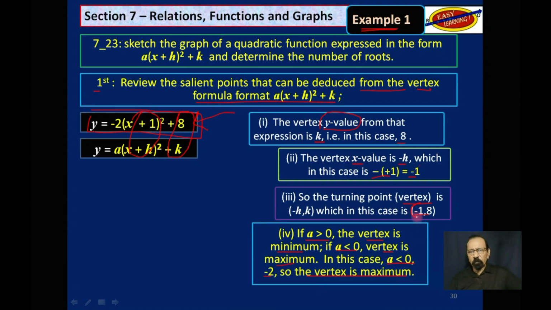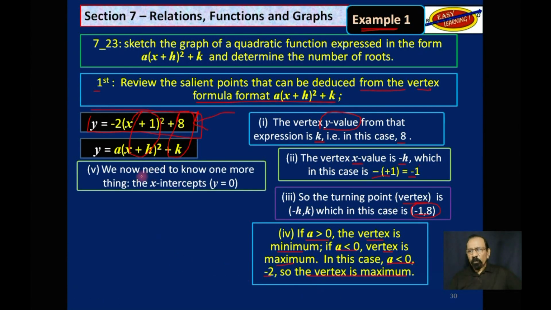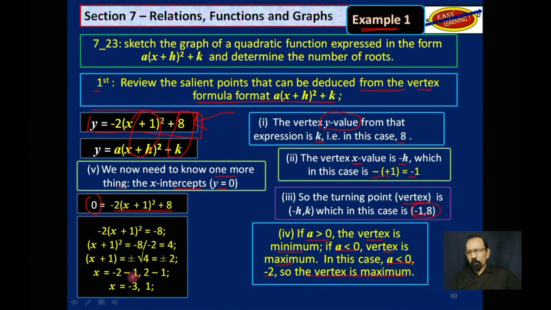This point will be the highest point that the graph will go. So we have all of those. We now need to know one more thing, the x-intercepts, which will actually be the roots. So if we let y equal to 0, we have the rest of the equation there. We solve that. We eventually ended up with x is equal to negative 3 and positive 1. So we know it has 2 roots, and the 2 roots, that is where it cuts the x-axis, will be negative 3 and positive 1.